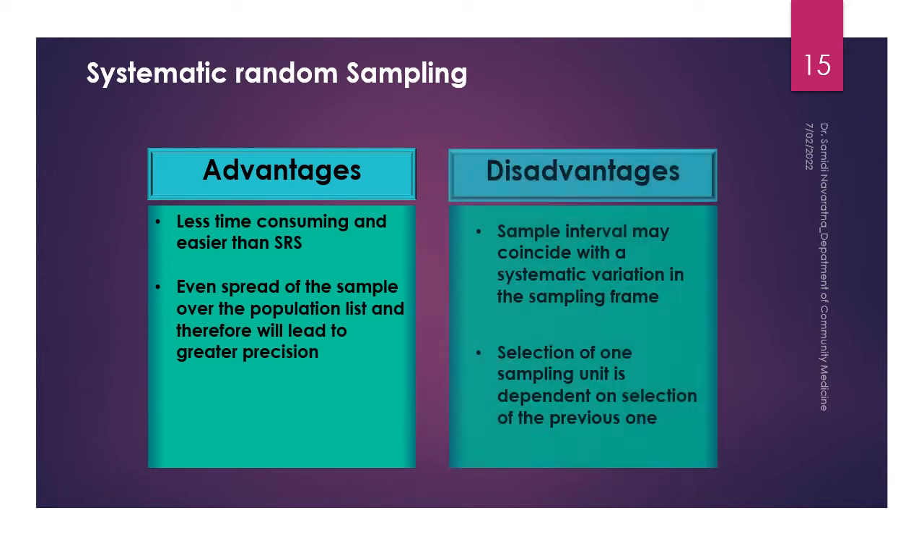Then what are the disadvantages? The sampling interval may coincide with the systematic variation in the sample frame. If that happens, there will be a bias introduced, and selection of one sampling unit is dependent, obviously, on selection of the previous one. So that again can lead to some kind of bias, particularly if there's a systematic variation.